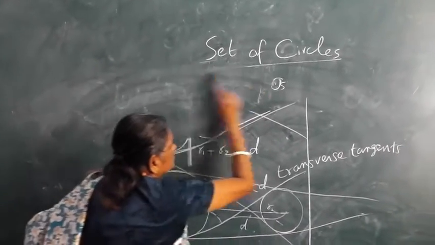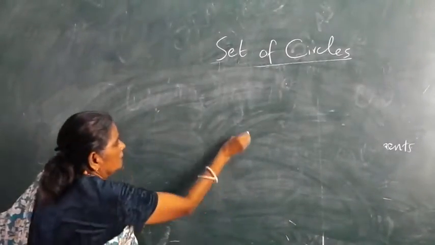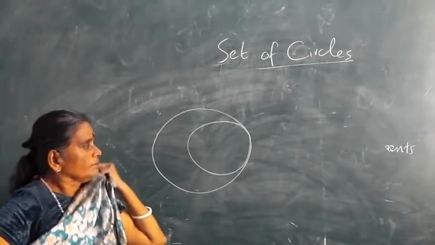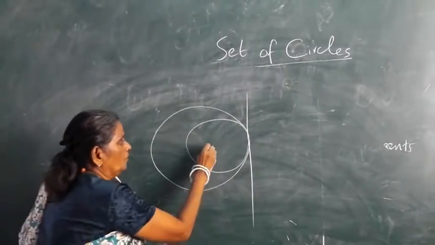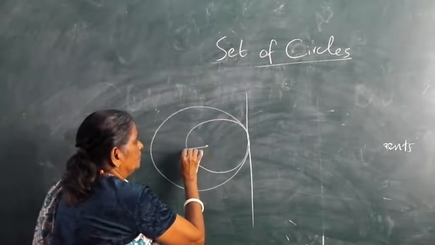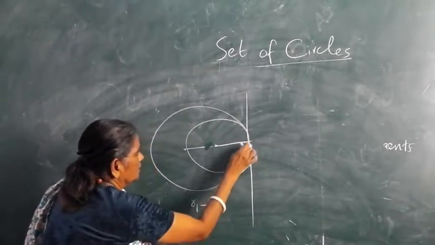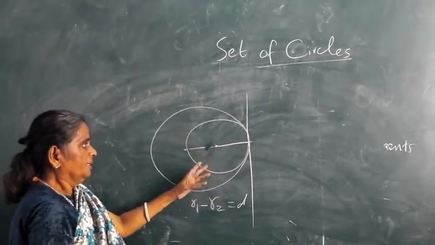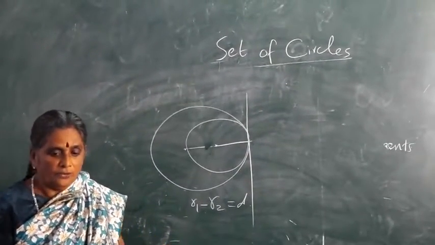Now, the circle still comes closer, and they are touching internally. So this is the center, this is the center, this is D, this is R1, R2. If R1 minus R2 equals D, in that case, the circles are touching each other internally and there can be only one tangent.